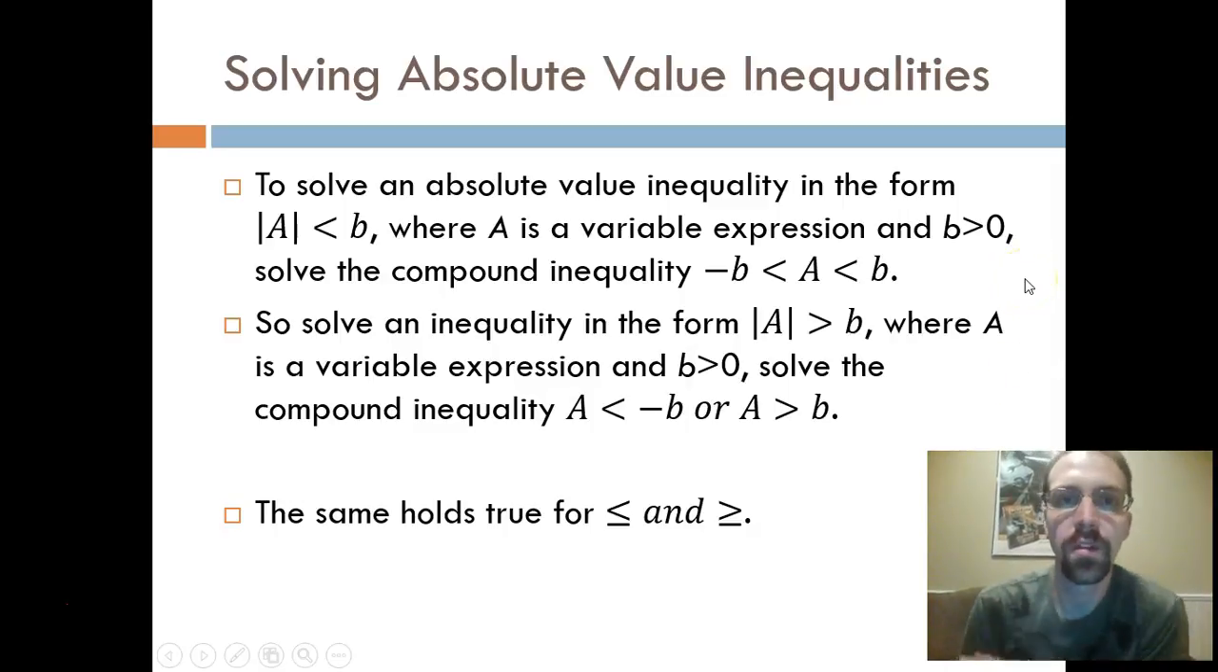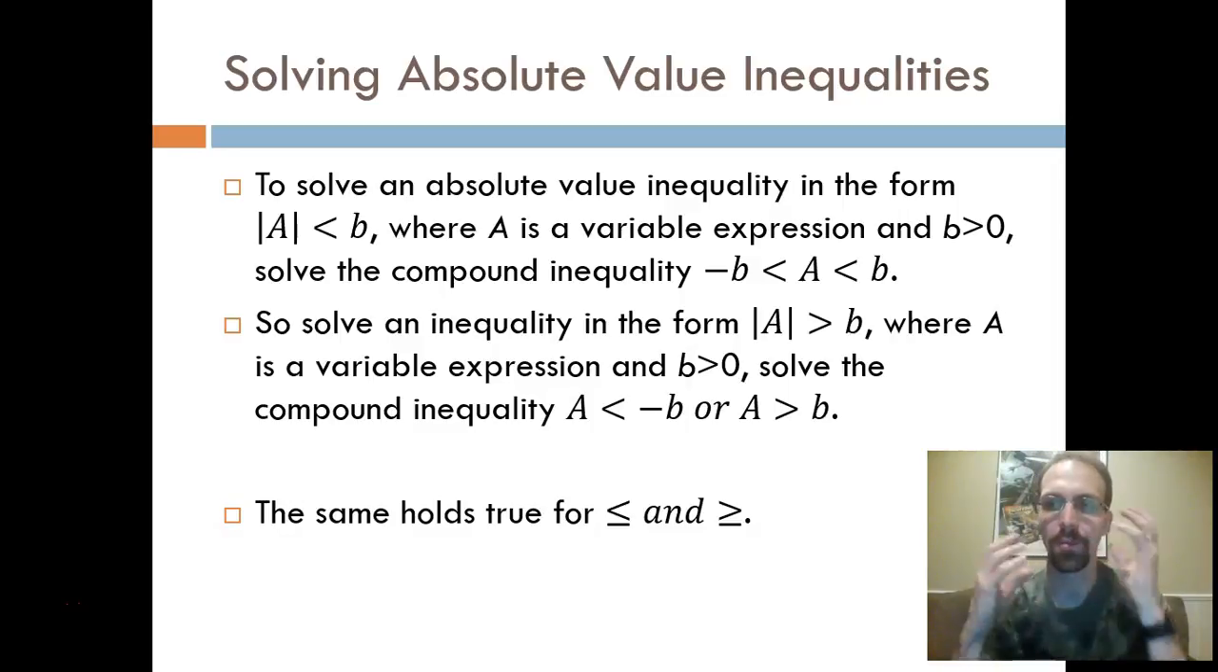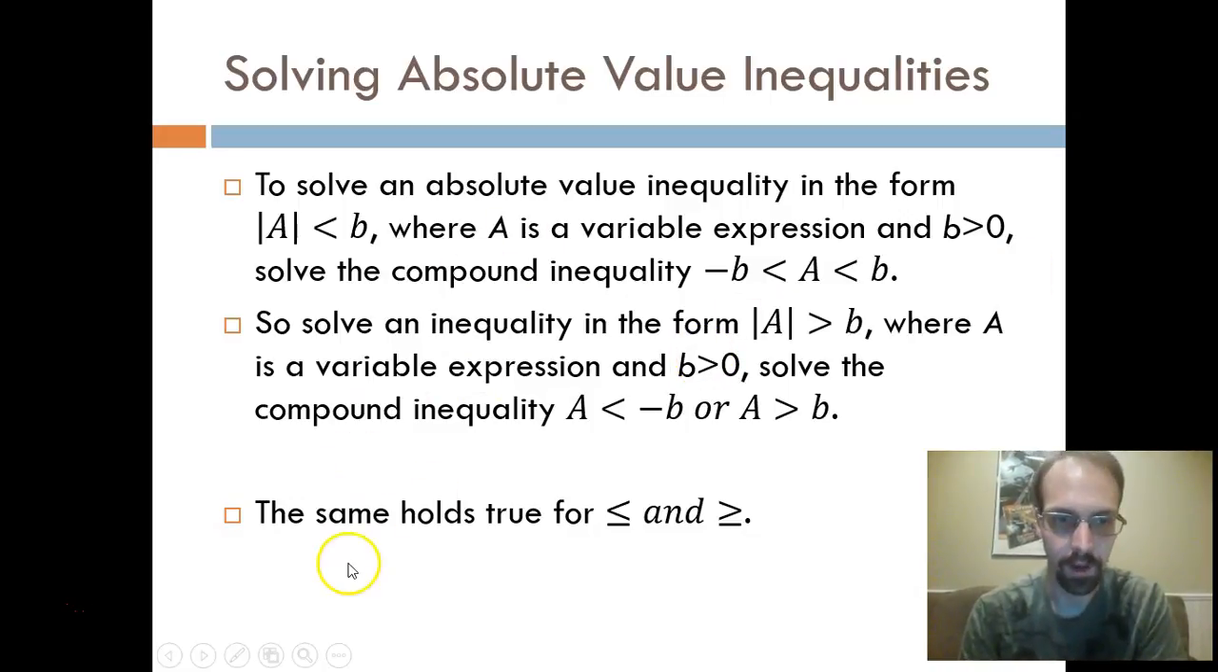Okay. It says solving absolute value inequalities. To solve an absolute value inequality in the form of absolute value of a is less than b, where a is a variable expression and b is greater than 0, solve the compound inequality negative b is less than a is less than b. Really, that first thing means that if you have an absolute value less than a number, then it's going to be an and inequality. So for the first one, we have an and inequality.